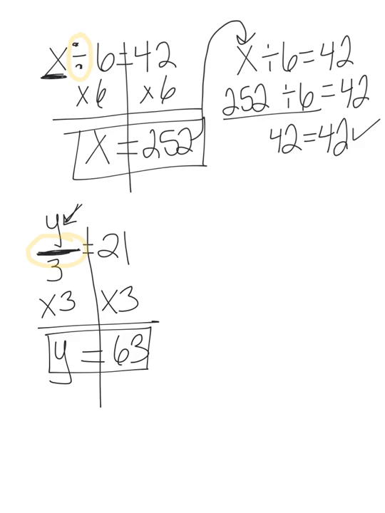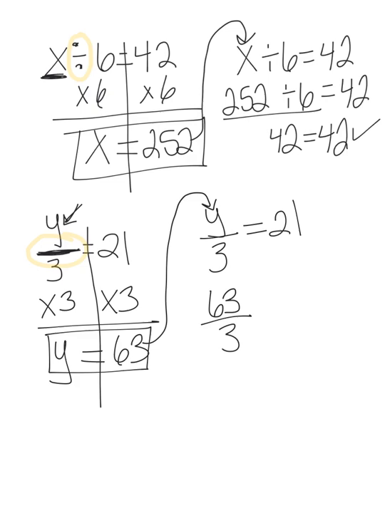And once again, we've got to check our work. So some number divided by 3 is equal to 21. We're going to take 63 and substitute it in there. Is 63 divided by 3 going to equal 21? Yes, it is. When you put that in your calculator, it's going to check out. Okay?